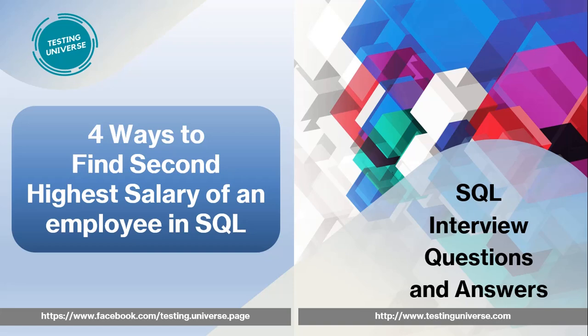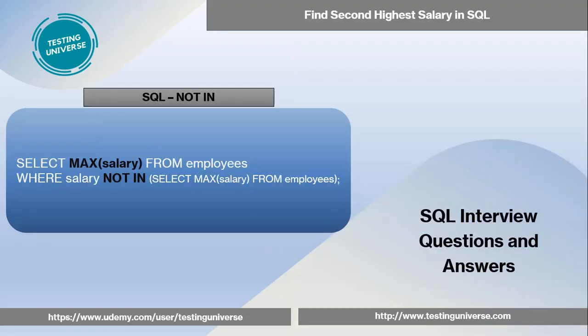So we have identified four different ways of writing this particular SQL query. So we'll see how we are going to write that SQL query. The first one is using the not in operator. This is a generic SQL query which can be executed in all databases like MySQL, SQL Server, Oracle, because not in is a SQL operator. So we'll write this query and execute it, and we'll see how exactly we identify the second highest salary.